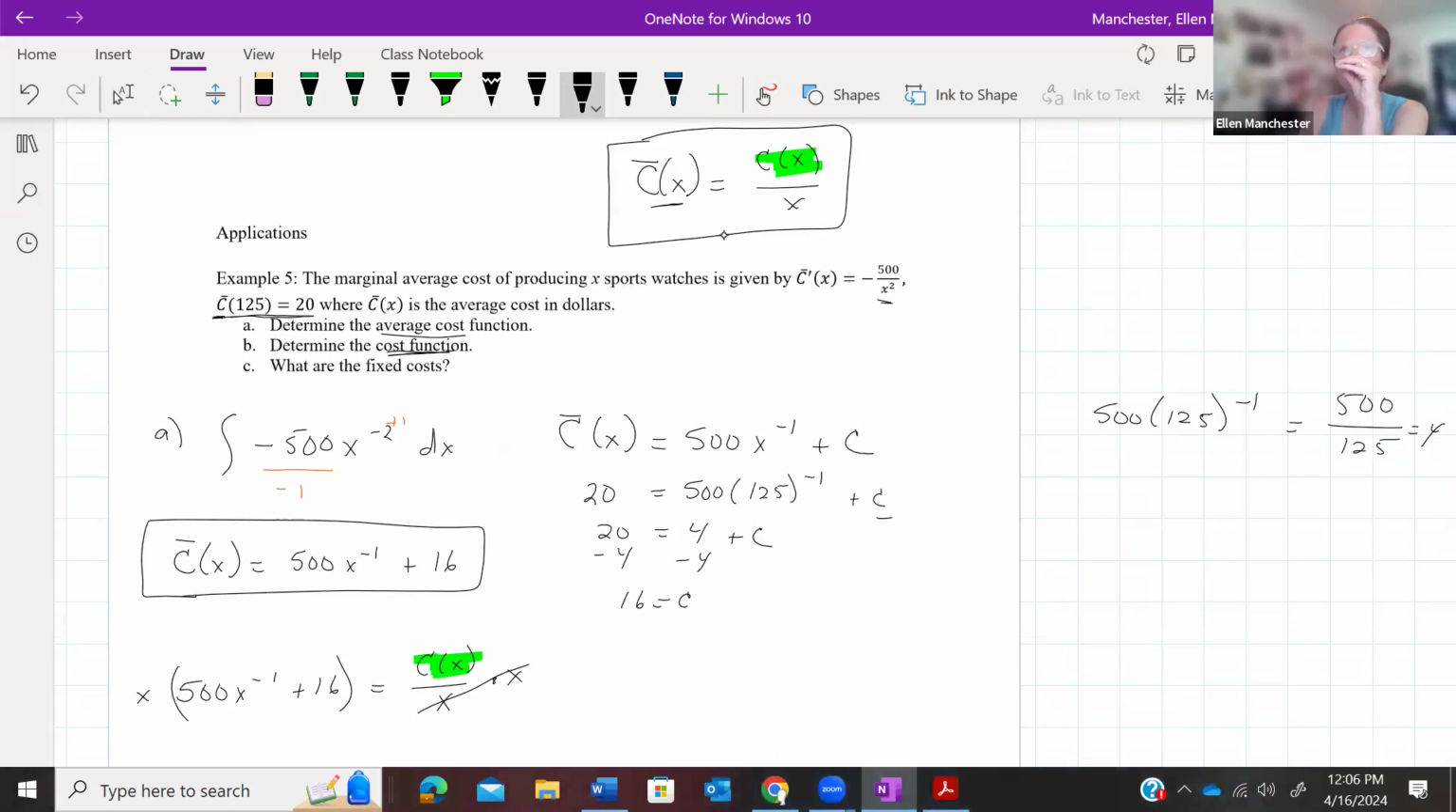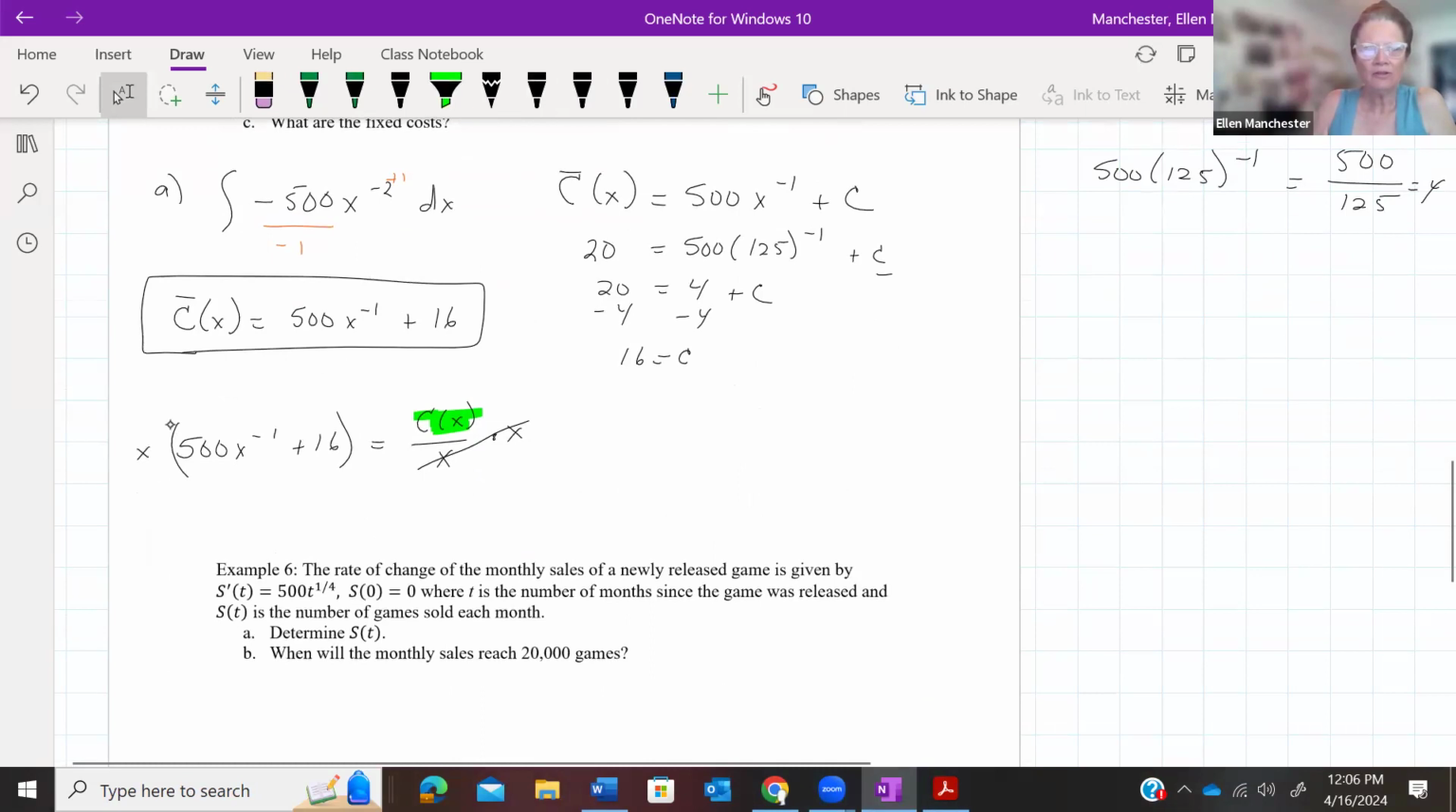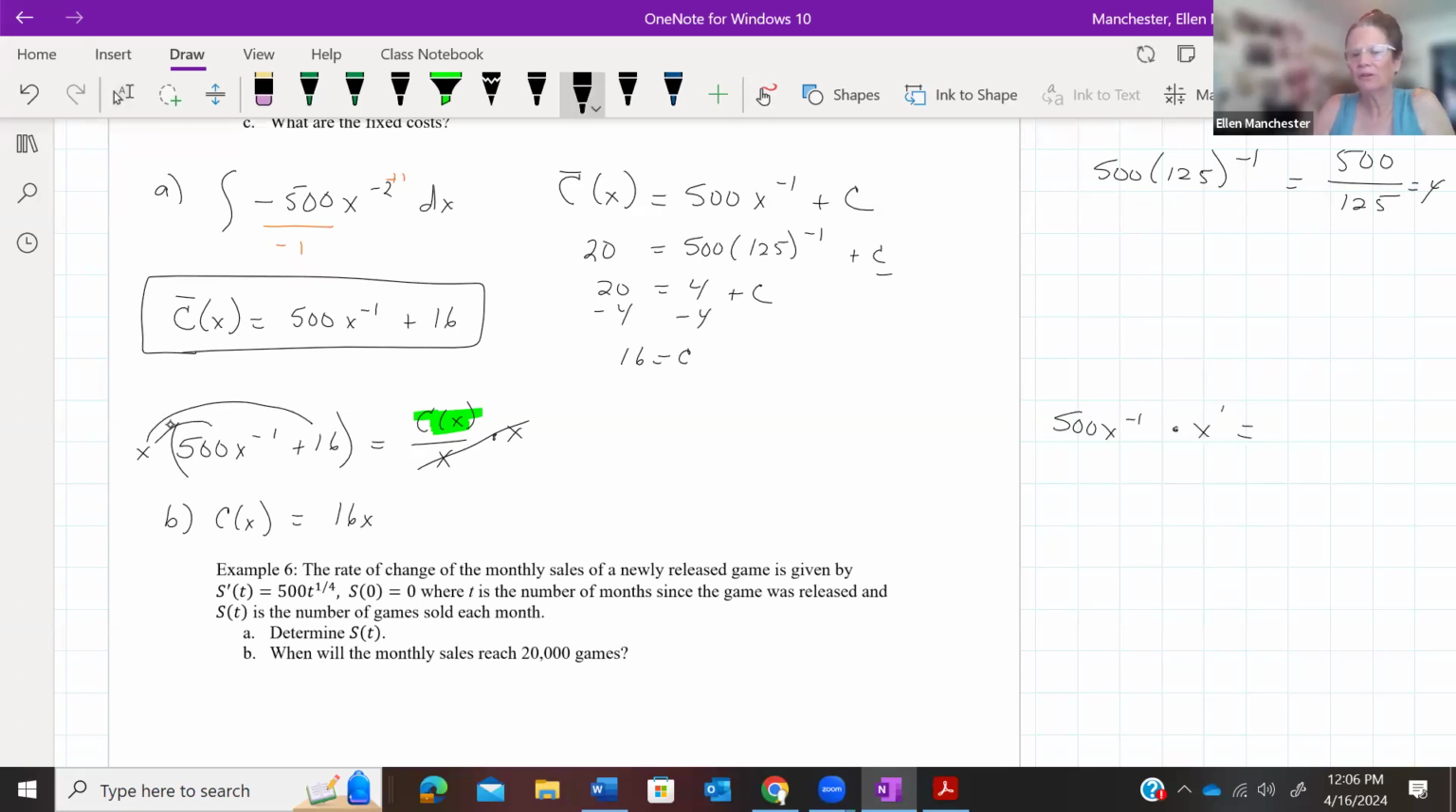So this is where knowing the rules of algebra and how to manipulate and move things around really does help. Okay, so your cost function is 16x, I'm just distributing, and then 500 x to the negative 1 times x to the first. That cancels these two x's, right? Because we add our exponents. So it becomes just 500, so plus 500. That is our cost function.